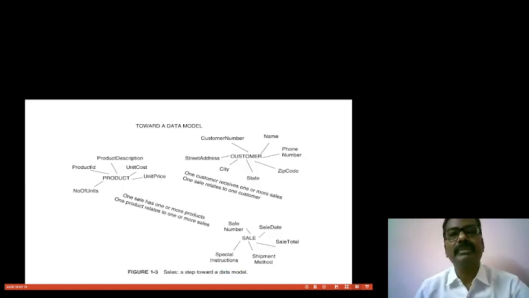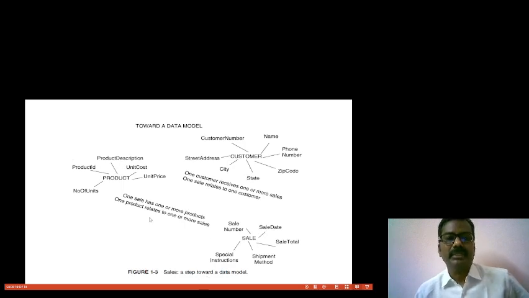So that mechanism is represented here in this particular diagram. You can see this is the sales model. Here product is there. A product has the product ID, product description, unit cost, unit price, and also how many units are there.